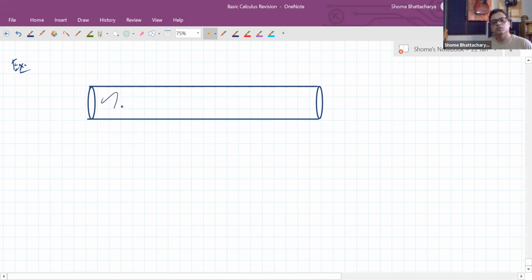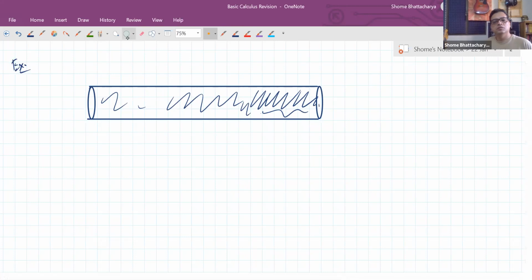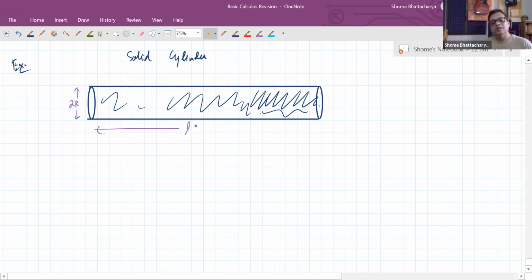So you have to color code the density. So you can see it's getting darker as you go. Means the density is increasing. So we have a solid cylinder which has a radius of r, therefore diameter of 2r, and a length L.